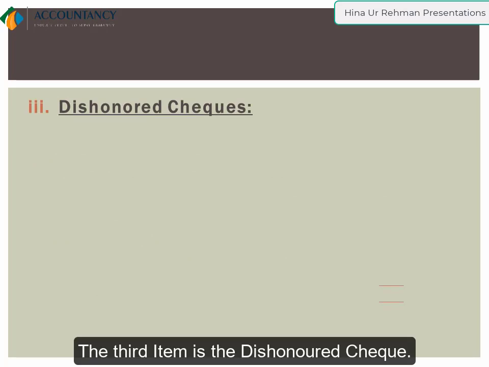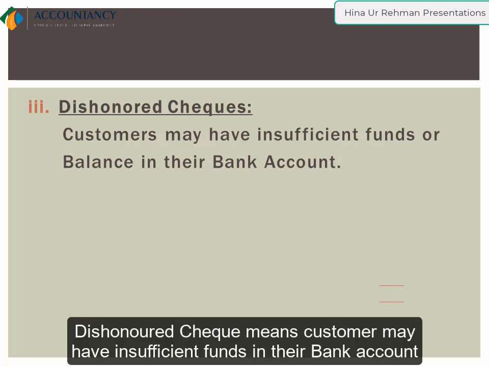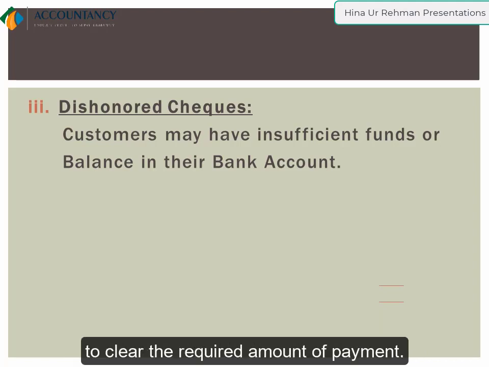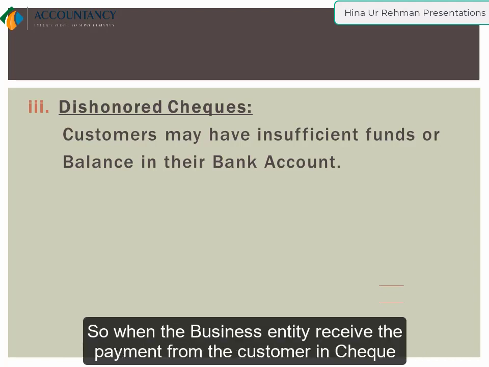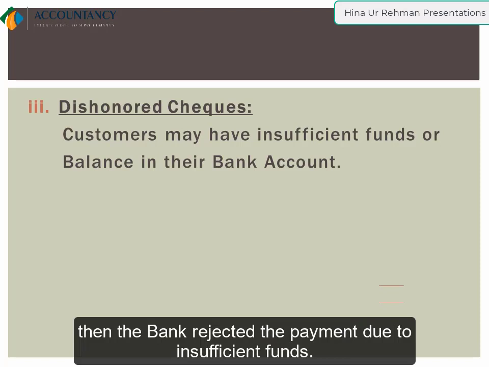The third item is the dishonored check. Dishonored check means the customer may have insufficient funds in their bank account to clear the required amount of payment. So the business entity received the payment from the customer in check and deposited it into the bank, then the bank rejected the payment due to insufficient funds.